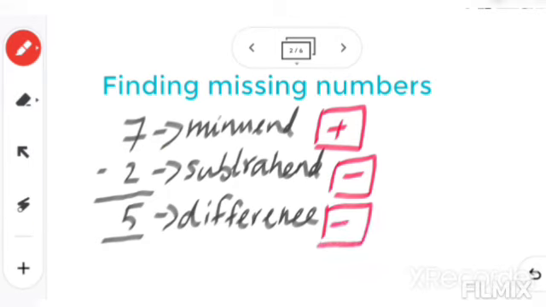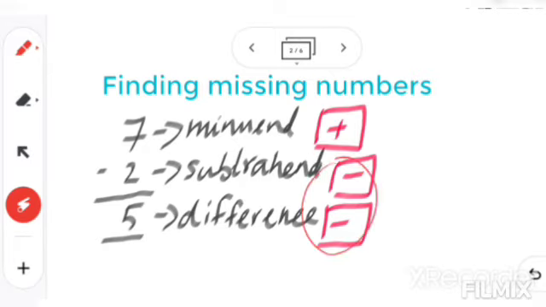Understand? Now you are going to find the missing number. There will be boxes in any of the three places. In that box you have to find what number will come. So suppose the box is in the minuend place, then you add the other two numbers down there, and that will come in the box. Suppose the subtrahend, the second number, is missing, then the first number and the last number, the difference, if you subtract these both, you will get the subtrahend. And suppose the difference is missing, the first two numbers, if you subtract, you will get the difference.